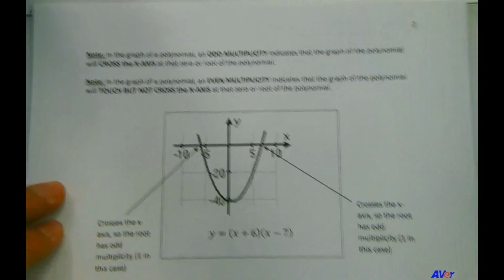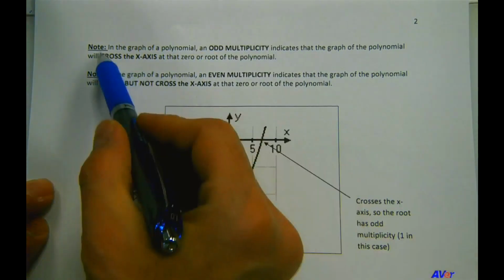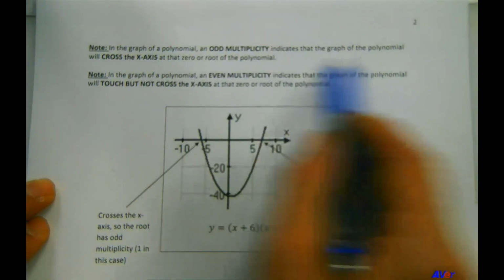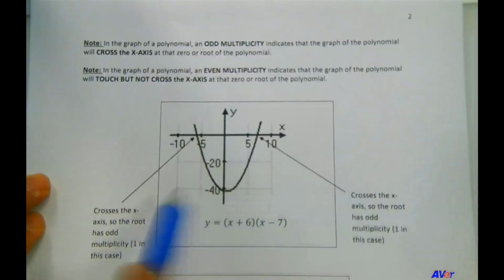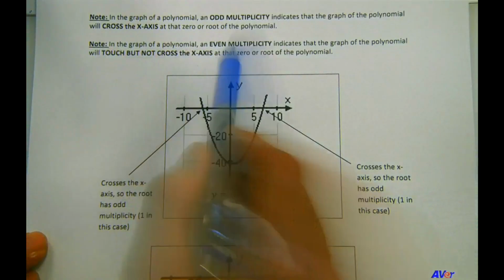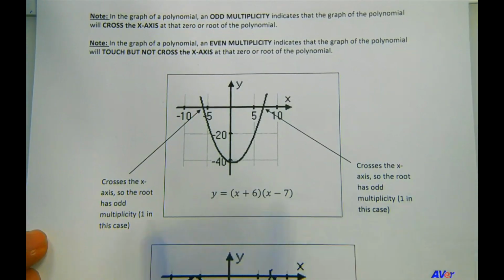Okay, so continuing on with our discussion here. On this page, again, you have a reminder of what we talked about. Note, in the graph of a polynomial, an odd multiplicity indicates the graph of the polynomial will cross the x-axis at the 0. With the even multiplicity, it will not, right? It will bounce back to the same side. So here I have an example.